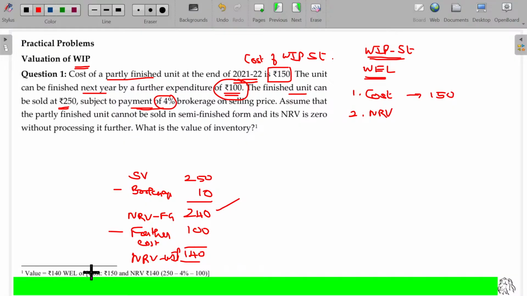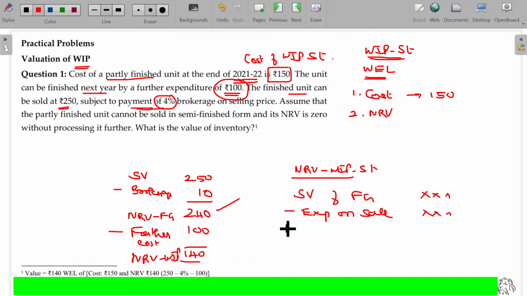So you have to adjust the NRV for the finished goods to the semi-finished form by subtracting the additional cost you incur. So in case of NRV for work in progress stock, you can understand it as the sale value of finished goods, minus expenses on sale like brokerage, whatever it may be, and minus expenses you're supposed to incur to convert the work in progress state to finished goods state. The ultimate value is nothing but NRV of work in progress.